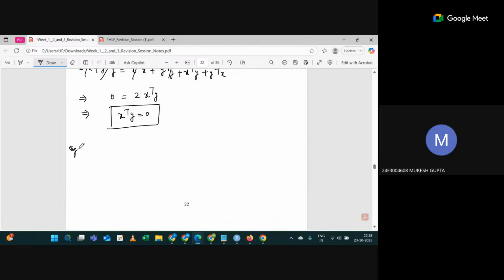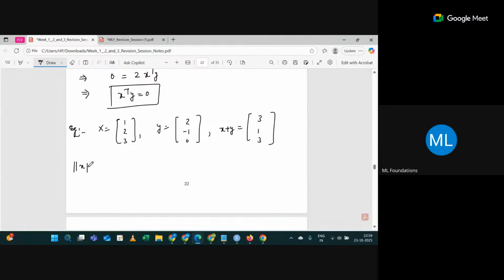For example, suppose I take x as (1, 2, 3), and y is (2, -1, 0), and x plus y is (3, 1, 3). Now what is the norm of x squared? Basically it's 1 squared plus 2 squared plus 3 squared, that is 14. What about norm of y squared? It is 5. And norm of x plus y squared is 19. You can see the addition of these two is the same as this one.